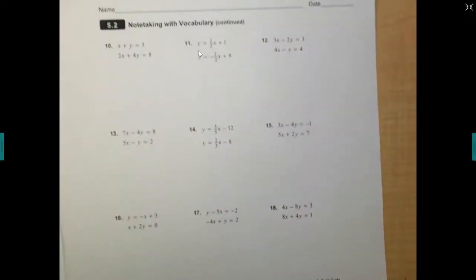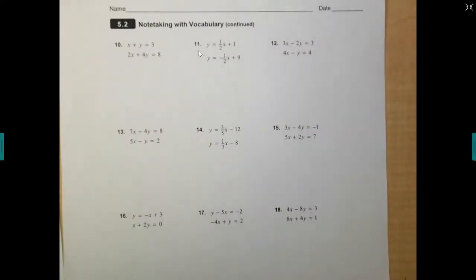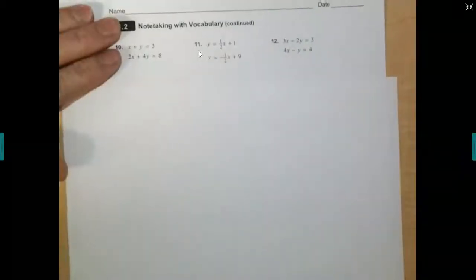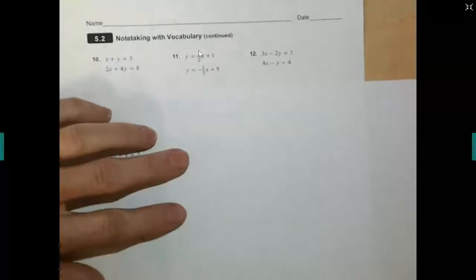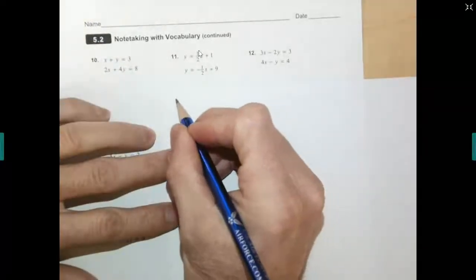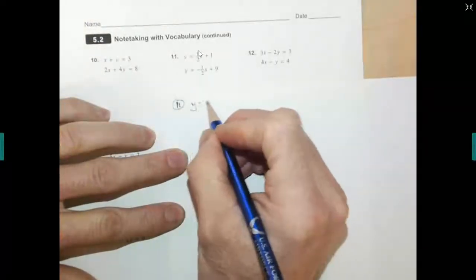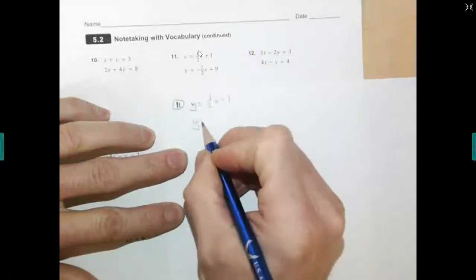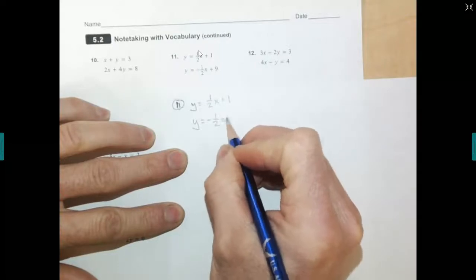Alright, this is a continuation of section 5.2. We're going to be doing 11 through 19. So 11 through 19 for homework today. Alright, number 11. y equals 1/2 x plus 1 and y equals negative 1/2 x plus 9.